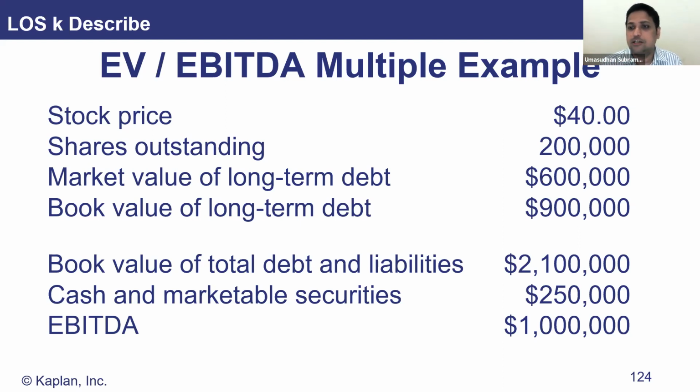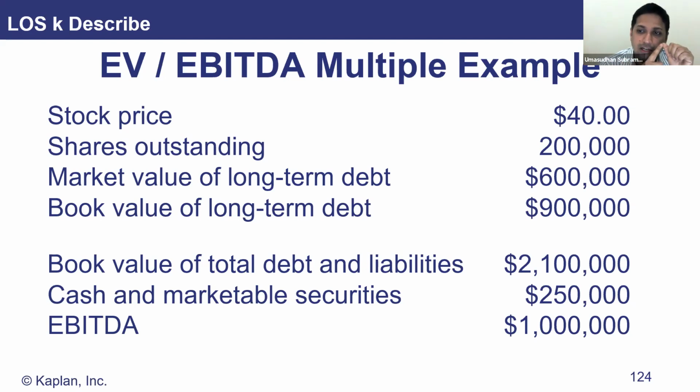So what we are going to do here is take the market value of your long-term debt, 600,000, market capitalization is out there, and then you've got your book value of the long-term debt and book value of the total debt and liabilities. So you deduct 2.1 minus 900 gives you 1.2. So what's your total EV? We're going to look at the steps in the next slide, but I'm trying to give you an understanding of how you can develop the thought process before you start answering.